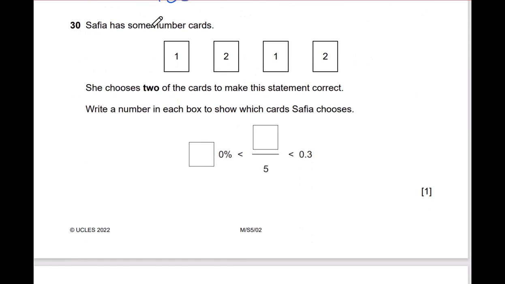So question 30. Sylvia has some number cards: 1, 2, 1, 2. She chooses 2 of the cards to make this statement correct. Write a number in each box to show which card Sylvia chooses. The statement is a box and 0%, smaller than a box over 5, smaller than 0.3. So she has to choose 2 cards to make the statement correct. Okay, let's check it out. Either 1 or 2 is the number. So 10%.